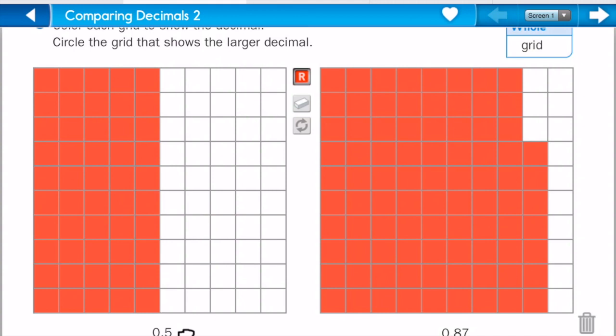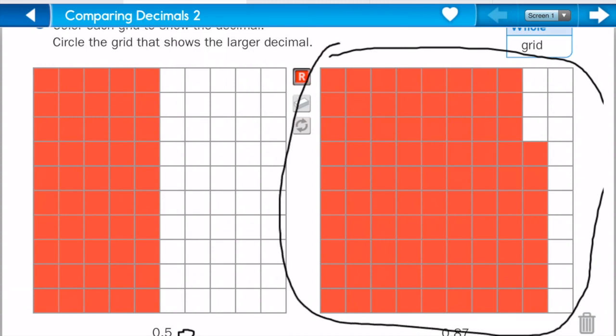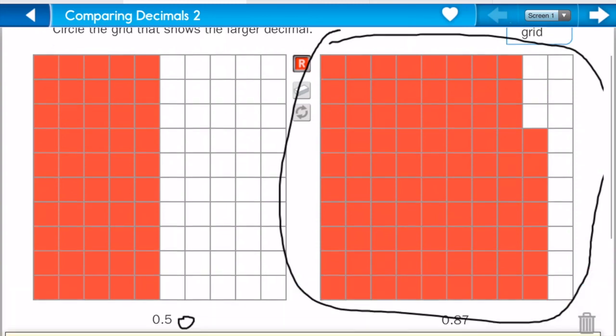Now we're going to circle the grid that is bigger. Which one's bigger? Yes, that's right. 87 is bigger because we have more boxes shaded in than 50.